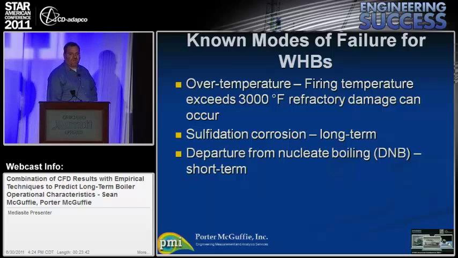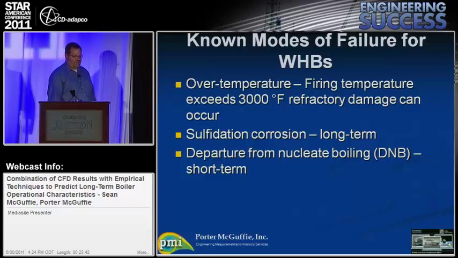Okay, so now known modes of failures for waste heat boilers. There's 3 primary known modes of failures. The first is over temperature. The refractory, which is thermal protection within the boilers, we are using alumina-based refractory. It's good up to about 3,000 degrees Fahrenheit. You go much over that temperature, and you will almost immediately either crack or melt your refractory. The unit has to be brought down immediately and serviced.